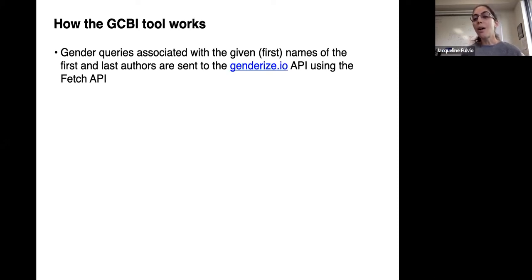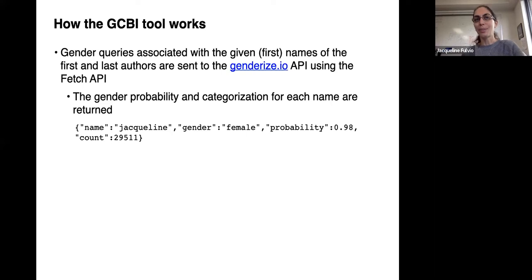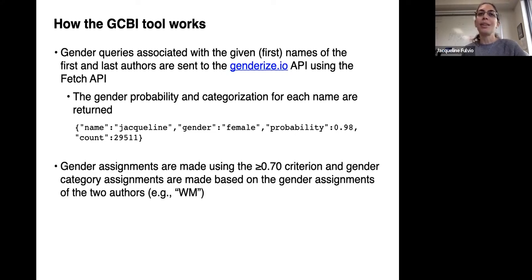And the data are collected from all over the web. So in some preliminary testing, we were able to actually categorize many more names than we were with the lookup tables that we used for the original analyses. And so again, we get back a probability for the gender, and then we can categorize the name. So just as an example, I put in my own name. It categorized it as female because the probability was 0.98. So we used the same 0.7 criterion that we used previously. Again, our citations were then categorized in the four categories of man-man, woman-woman, man-woman, and woman-man.